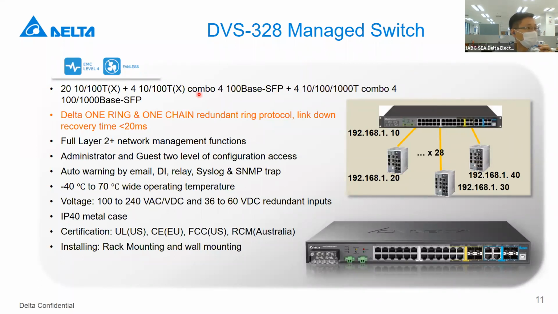And this combo for SFP means this one. It's a choice of two. If you choose the SFP, you cannot use the Ethernet. If you choose the Ethernet, you cannot use the fiber. So the full port count is 20 plus 4 plus 4, which is 28. You can see 28 ports here.